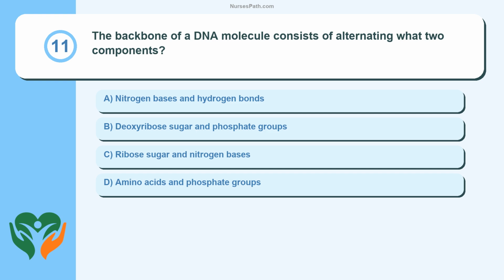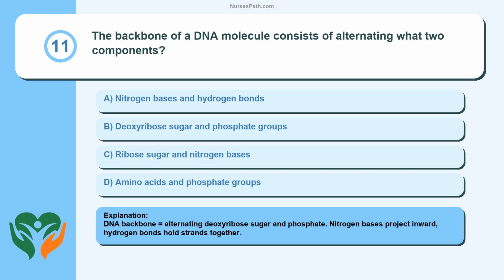Question 11. The backbone of a DNA molecule consists of alternating what two components? Nitrogen bases and hydrogen bonds. Deoxyribose sugar and phosphate groups. Ribose sugar and nitrogen bases. Amino acids and phosphate groups. The DNA backbone is alternating deoxyribose sugar and phosphate. Nitrogen bases project inward, and hydrogen bonds hold the strands together.